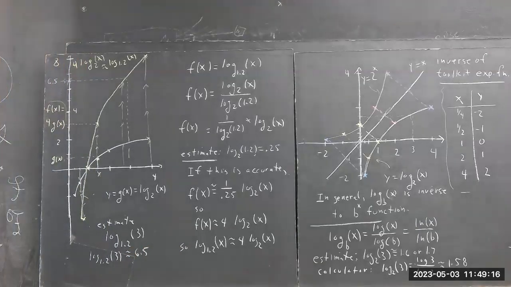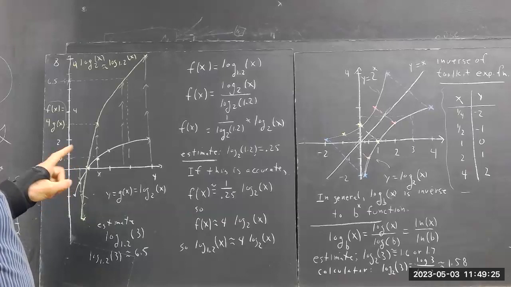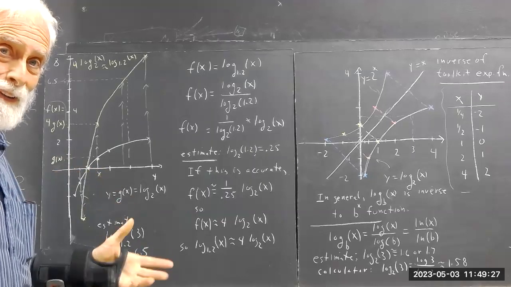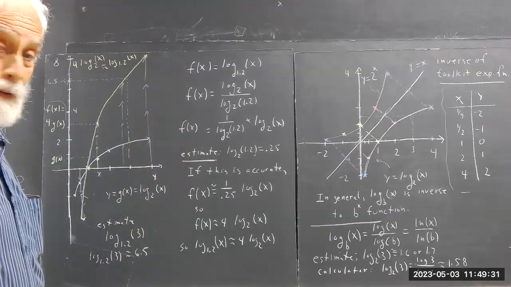Yep, 6.5. Okay. According to your graph, which only goes from like 0 to 2 because you didn't have room to go much higher.